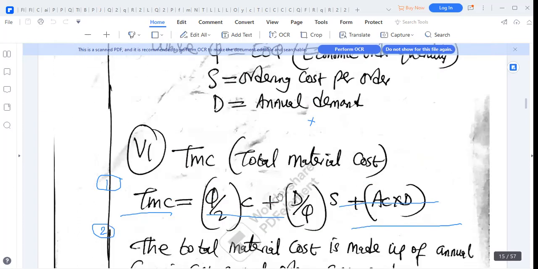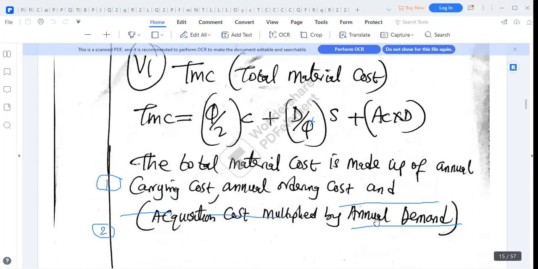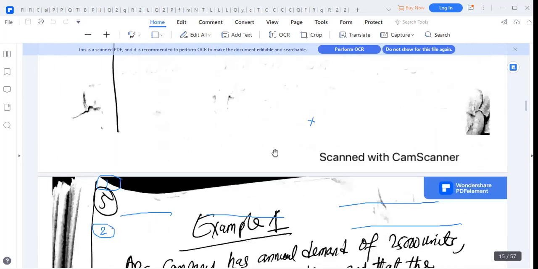Then we have the total material cost. The total material cost is made up of three costs: the annual carrying cost, the annual ordering cost, and the unit price, or acquisition cost, multiplied by annual demand. This is how you get to the total material cost. So we can now get down to an example.